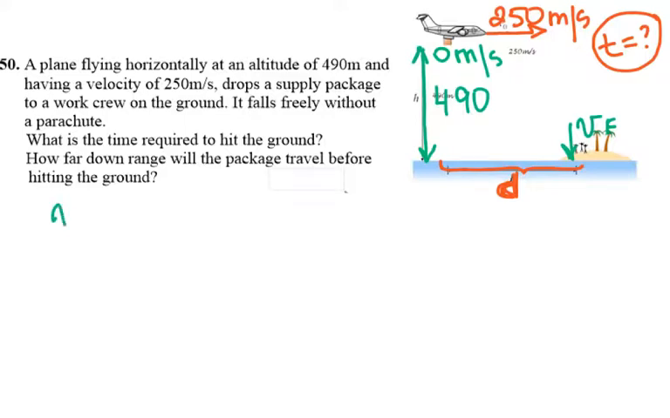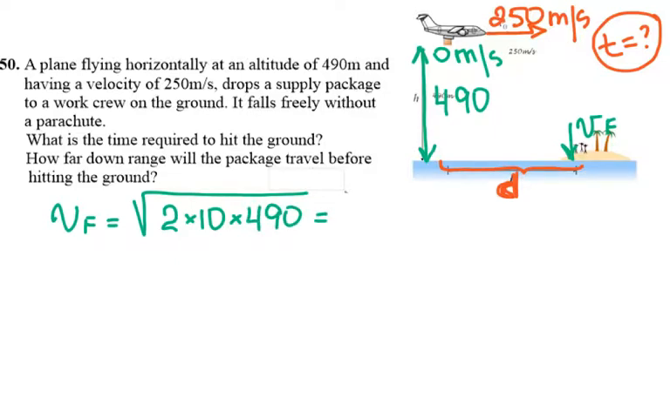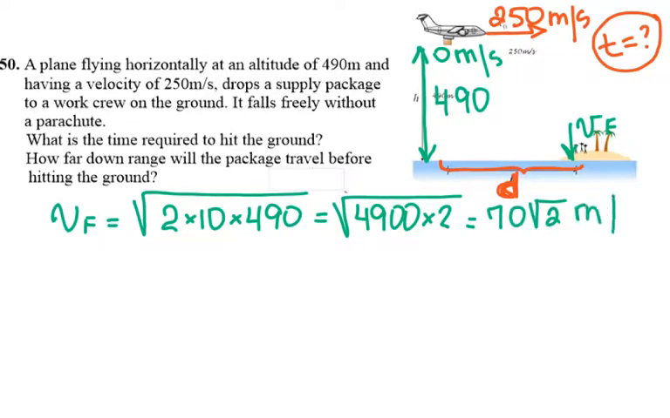So I can find the final velocity using the formula: the square root of 2, acceleration is 10, and the distance is 490. So that is the square root of 4900 times 2. I'm going to take the square root of 4900, which is 70 square roots of 2 meters per second. And I'll solve this question without a calculator. So we'll get used to solving these questions without a calculator.